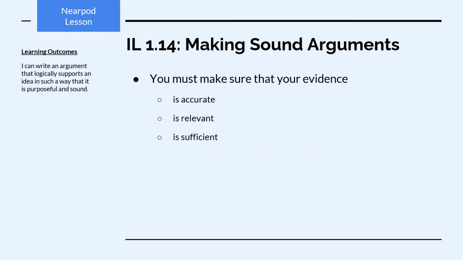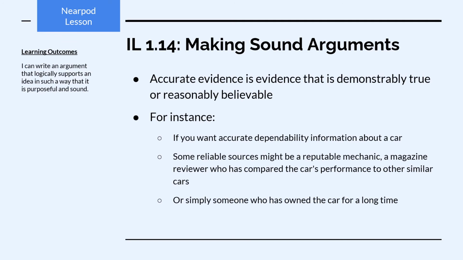It's also very important that you scrutinize your evidence. The evidence that you supply for your claim must be accurate, it must be relevant, and it must be sufficient. Let's go over more closely what it means for evidence to be accurate, relevant, and sufficient, and we'll start with accuracy. Accurate evidence is evidence that is demonstrably true or reasonably believable.